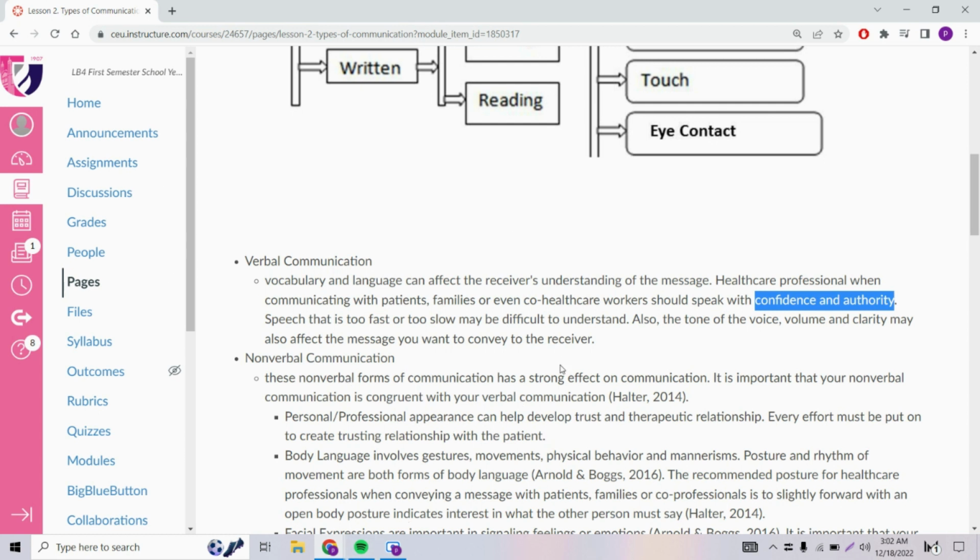Now, this nonverbal form of communication has a strong effect, and it's very important that it is congruent or aligned, class, magkapareho with your verbal communication. Now, one of those you need to consider as professional is your appearance, class, which can help develop trust and therapeutic relationship. Every effort must be put on to create trusting relationship with the patient.